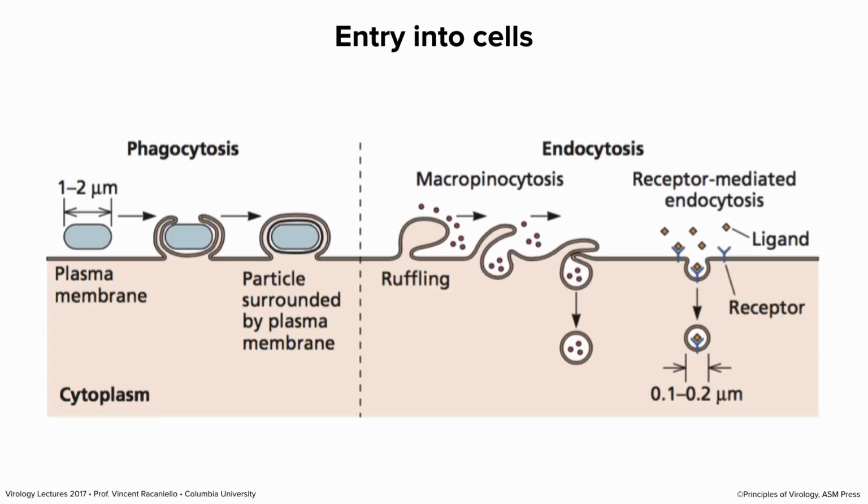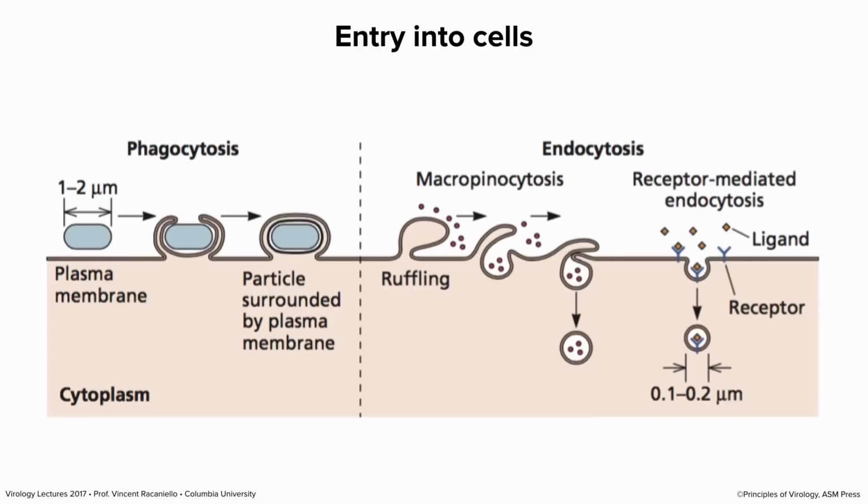Endocytosis comes in two forms: macropinocytosis, where small molecules are simply taken up into vesicles at the cell surface. Pieces of the membrane move out and ruffle over material and take it into vesicles, which is then brought into the cell. And we think that some viruses get into cells this way.